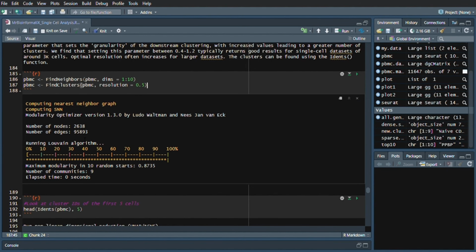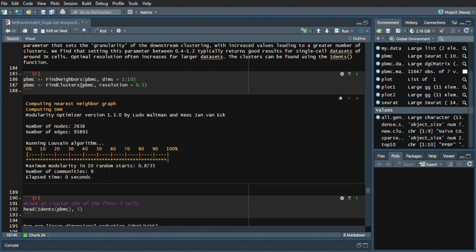And then running the Louvain algorithm. This algorithm iteratively groups cells into clusters to optimize the modularity score. And the maximum modularity in 10 random starts is 0.87. This is the best modularity score achieved during the clustering process. Higher values indicate better defined clusters. And then the number of communities is 9. This final result indicates 9 clusters, or 9 groups of cells.